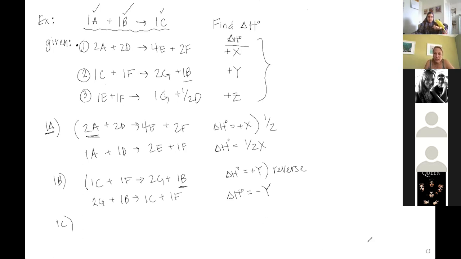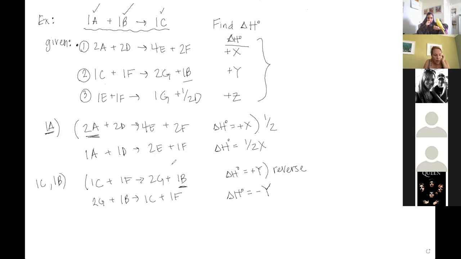So I already have my 1C, so I'm not going to need to deal with my 1C here. This equation up here took care of my 1B and my 1C, which is nice. But then I still need to do another consideration for this third equation. So I have an A, a B, and a C, but I also have these additional chemicals that I don't want in there. So right now I have a D, E, and an F, and a G.